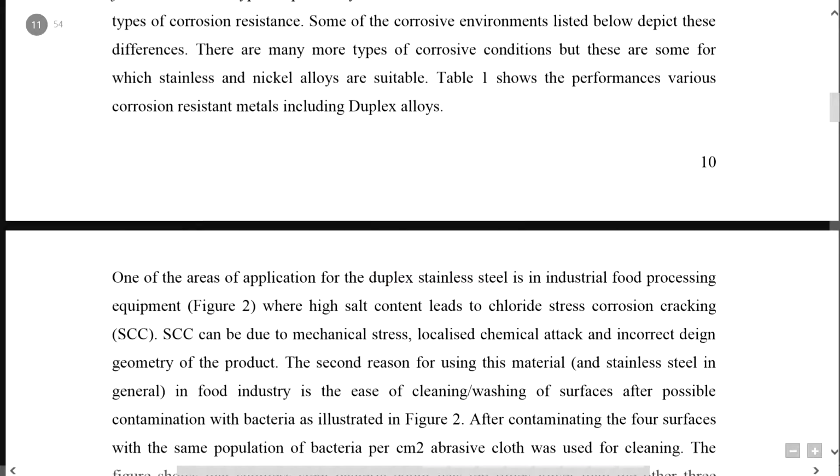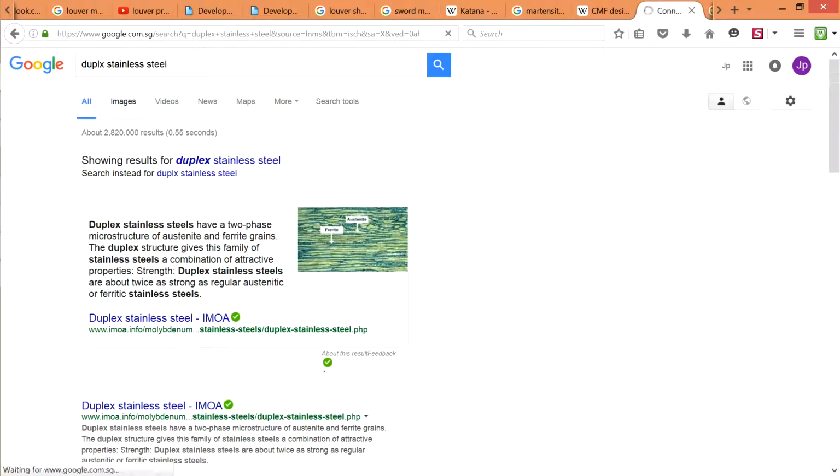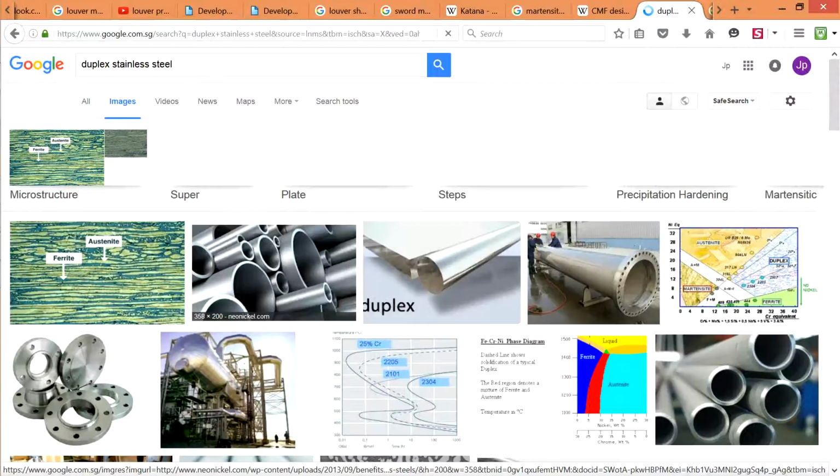Alright, so what is duplex? Duplex stainless steel is two times stronger than the regular austenitic or ferritic stainless steel. It's changing in terms of the grain structure. So let's take a look.